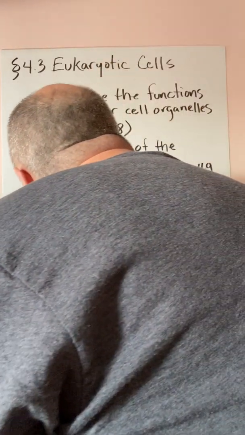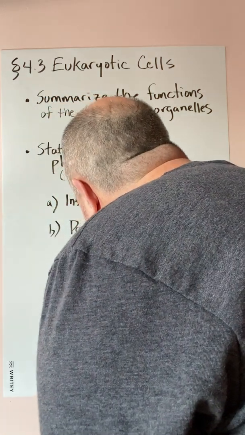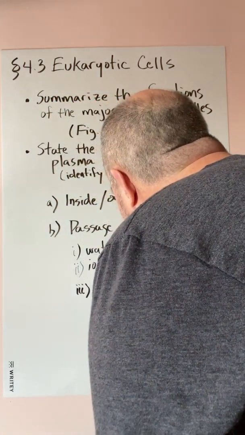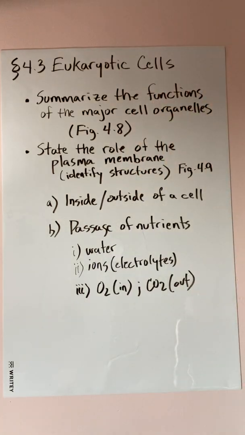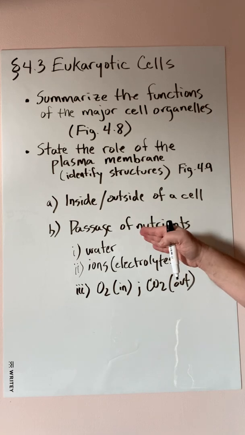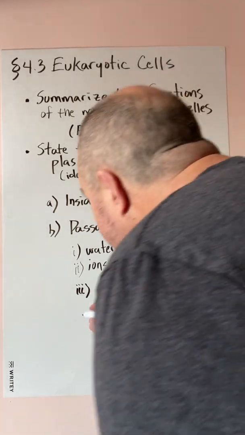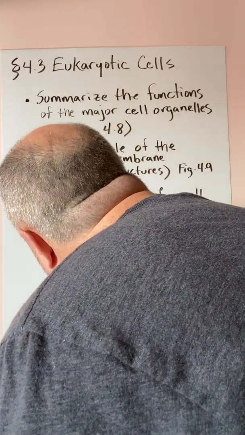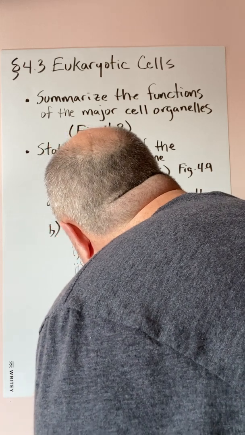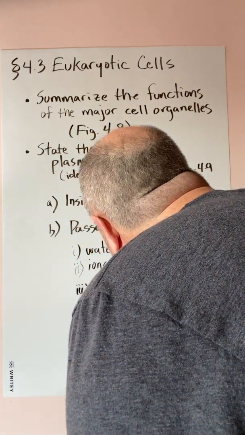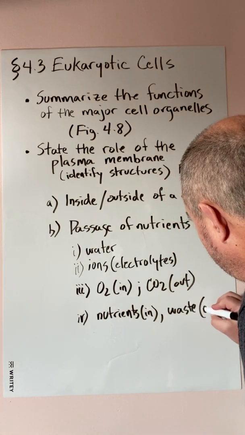You also need certain gases to come in and out. In particular, you need O2, oxygen, to come in, and carbon dioxide to go out. So this plasma membrane is going to allow for the passage of gases in and out of the cell. And then you also have non-gases. You need to get nutrients in, and you need to get waste out.